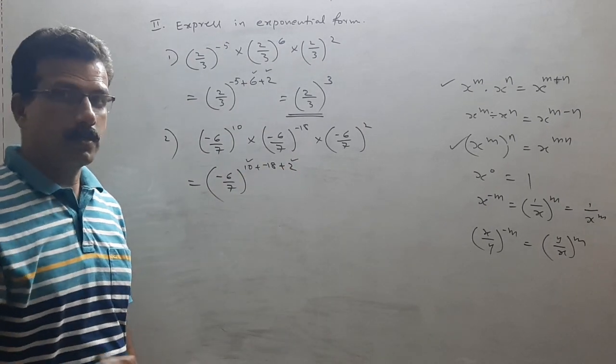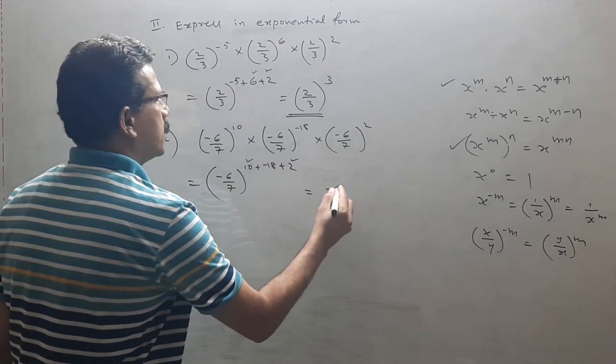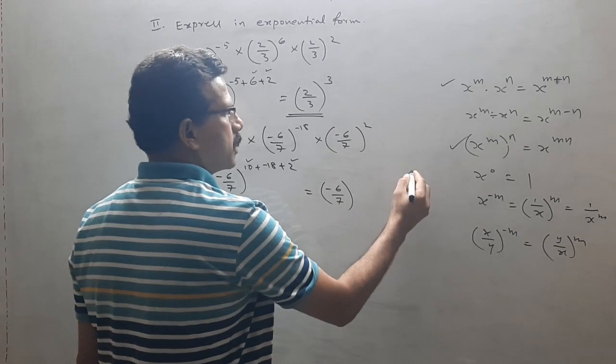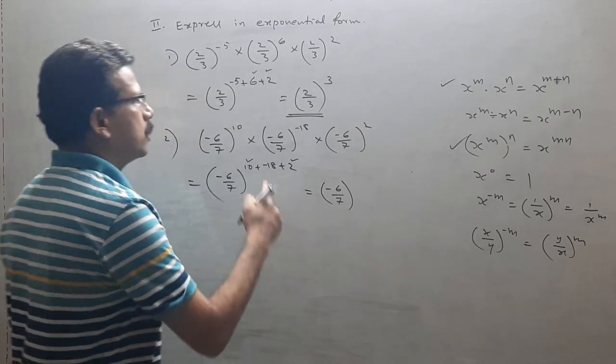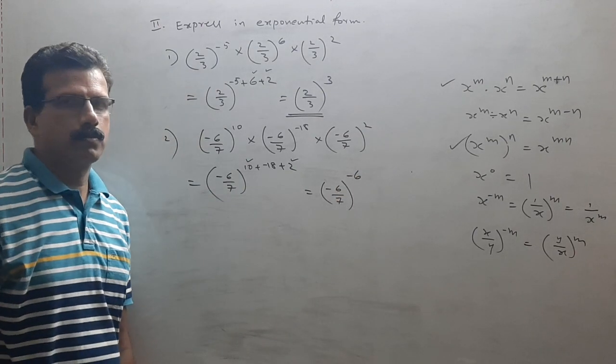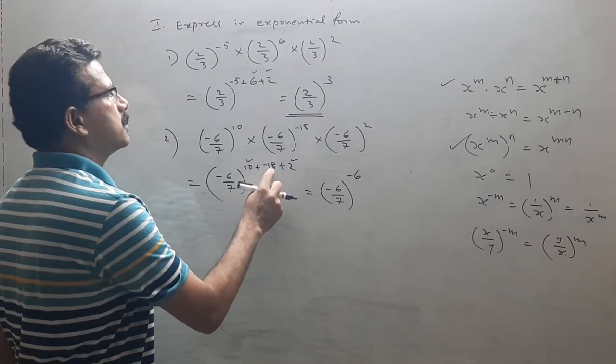12, and 12 and minus 18. Minus 6 upon 7. 10 and 2 are positive numbers, 10 plus 2 is 12. 12 and minus 18, minus 6. Don't think of minus 18 and 2 as being added.